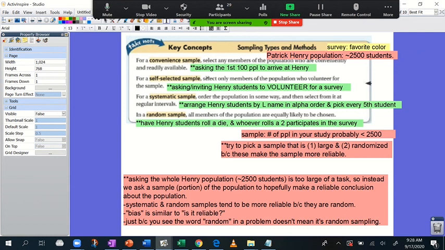Now, one reason this may not be reliable is where you have to put your thinking hat on, because some questions might ask you why this is not that reliable. You probably shouldn't just say, oh, because Mr. Chen told me that systematic and random samples are more reliable. You should explain that. Here's a reasoning, and this is where your answer can be different than another person's, and I'm going to be flexible when it comes to grading. Here's a reason why asking the first 100 people to arrive at Henry may not be the best when it comes to a convenience sample.